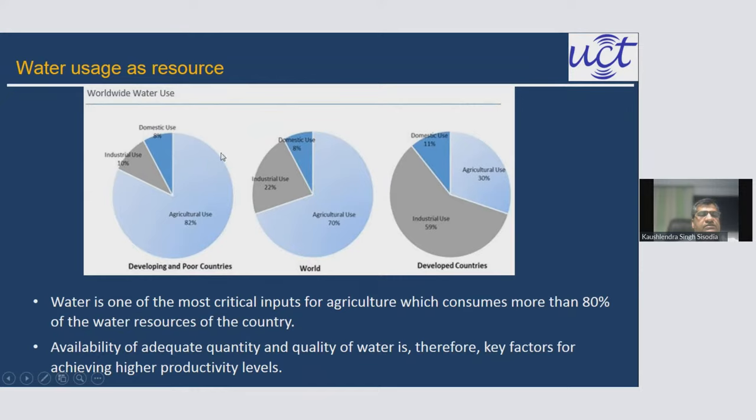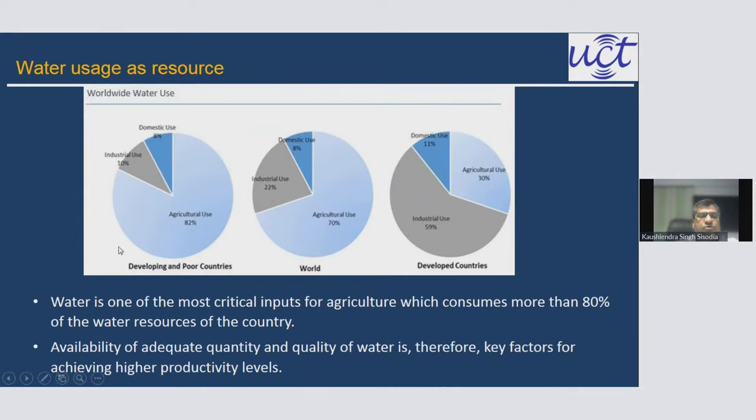And if we talk about developed countries, because they adopted industries long back and have many industries, there the industries are using 59% of water. Agriculture is using 30% of water, and domestic is 11%.